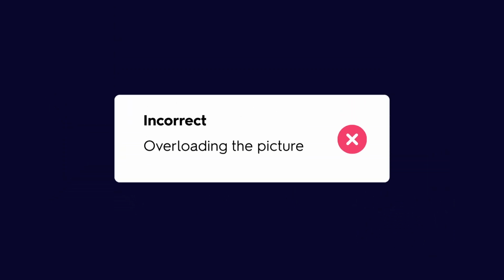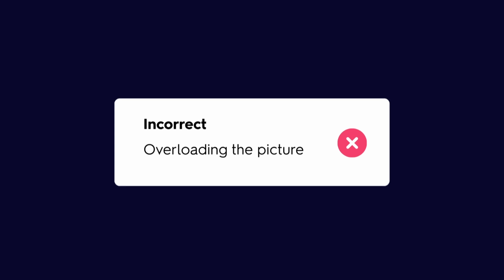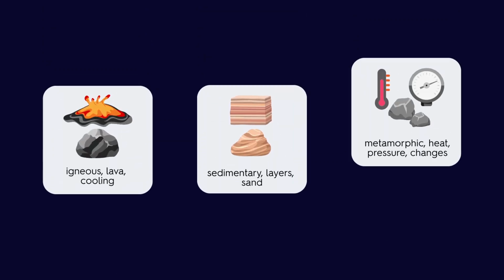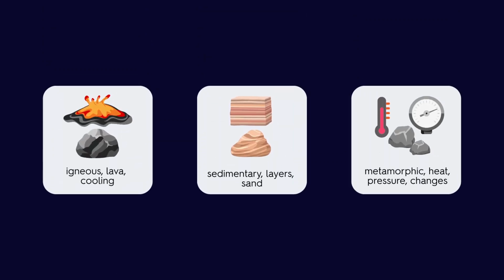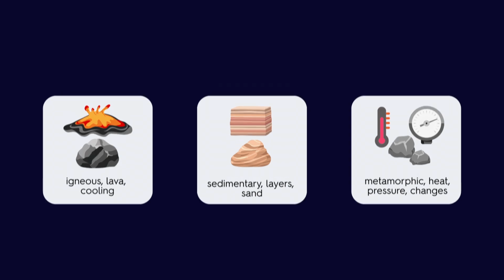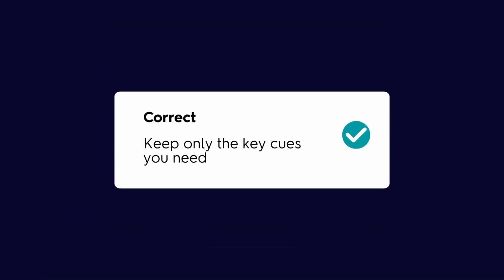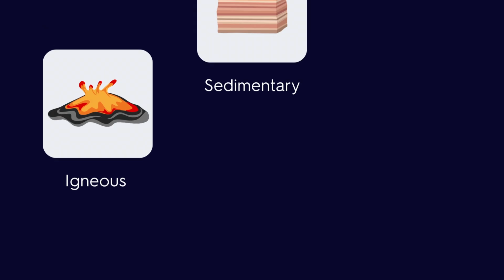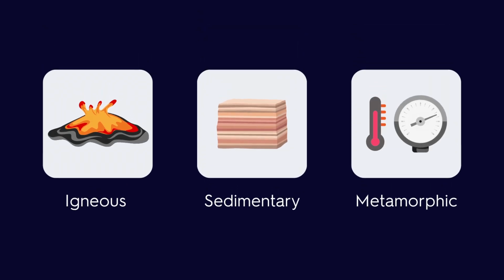The biggest mistake is overloading the picture. If every corner has a tiny label or extra fact, the mnemonic becomes hard to remember. Keep only the key cues you need and make them simple, bold, and easy to scan.